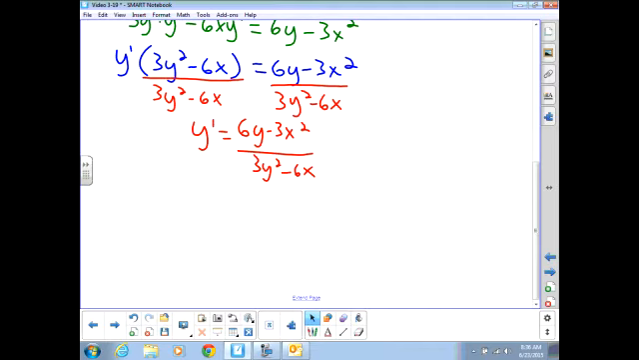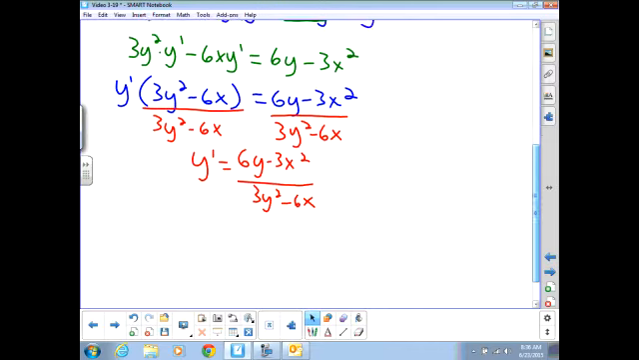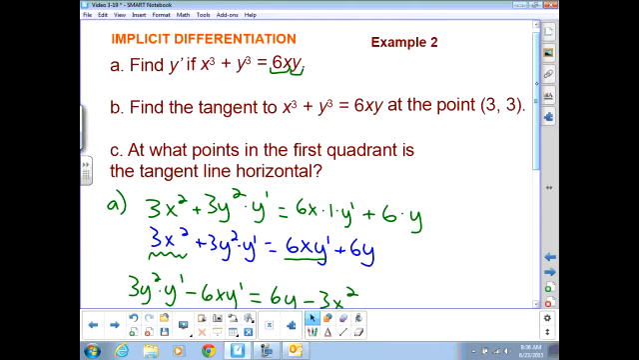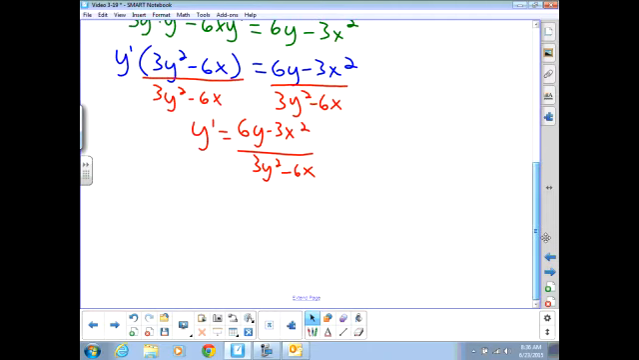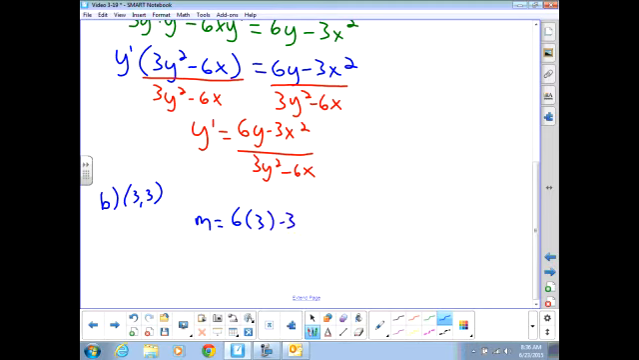So we have now found y prime, which was our task in part A. Part B wants us to find the tangent at (3, 3). Well, we first need to use our derivative, our y prime, to find the numerical value of our slope at (3, 3). So for our slope, we'll just sub in 3 for all the y's and 3 for all the x's.